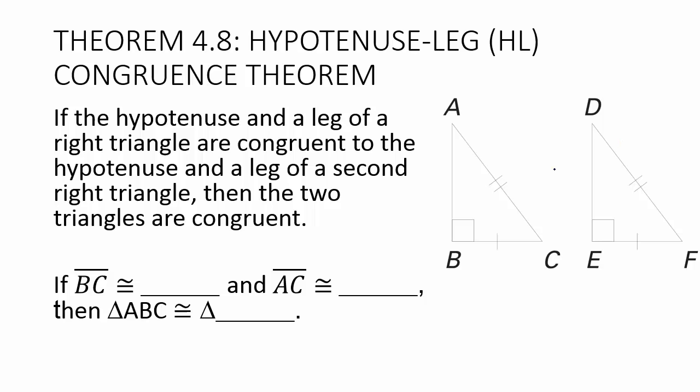Meaning, if line segment BC is congruent to line segment EF, which is the leg of a right triangle, and line segment AC, which is the hypotenuse of a right triangle, is congruent to line segment DF, which is the other hypotenuse, and you have a right triangle, then you can say that triangle ABC is congruent to triangle DEF using the hypotenuse leg congruence theorem.